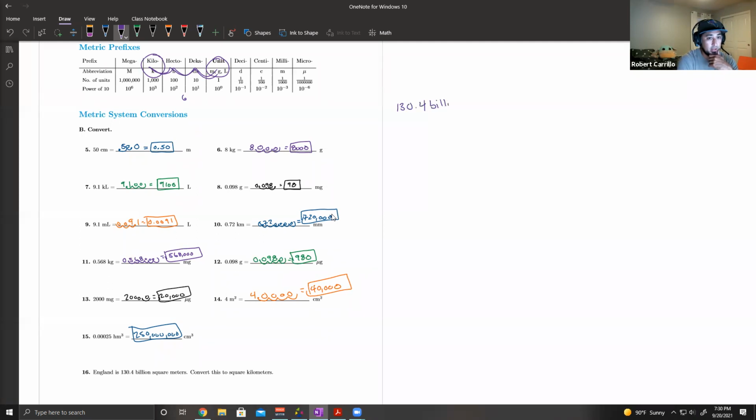Okay, but we need to write this number out. 130.4 billion. So in order to do this, we actually need to write 130.4 billion out. So it's going to be 130 billion 400 million. I think I need 3 more zeros, because this would be million, and then add that on, that would be billion. Okay. So we have written out 130.4 billion.